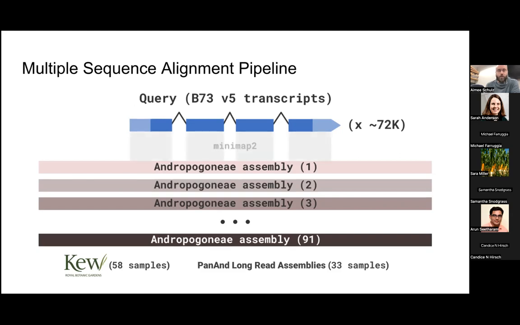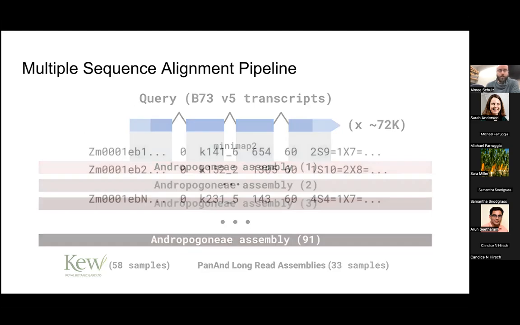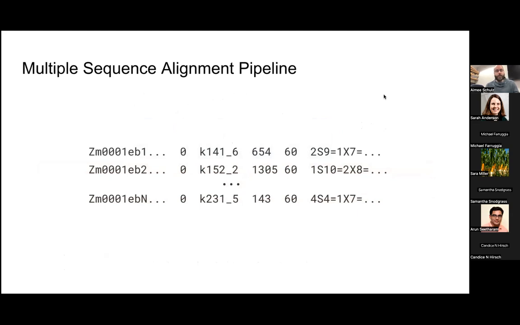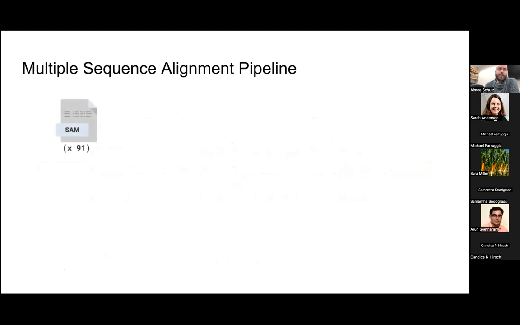What we eventually did was we took each one of these transcripts and we mapped it to each one of these 91 assemblies using the Minimap2 alignment program. From this program, we're able to generate a series of metadata, namely where the transcripts are located on either a contig or a scaffold, specifically where in that contig or scaffold it's located, and also the mapping quality for each one of these transcript alignments. We can encapsulate that into sequence alignment mapping files, or SAM files. Since we align this to 91 individual samples, we have 91 SAM files.